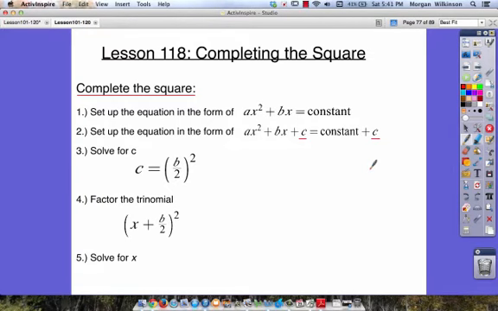Lesson 118 is about completing the square. Now, completing the square is a method that we use in order to solve quadratic equations. And the quadratic equations that we'll use to complete the square might look something like this.